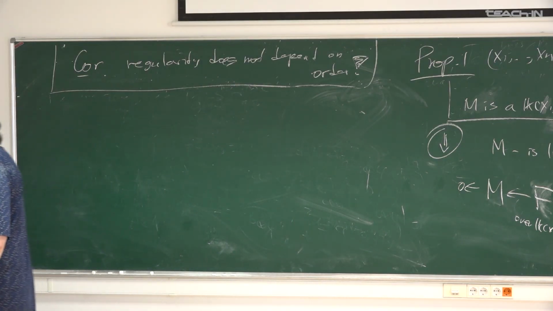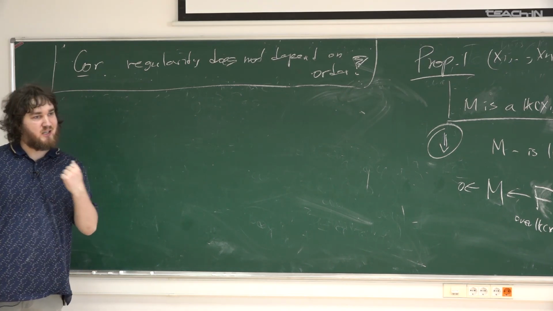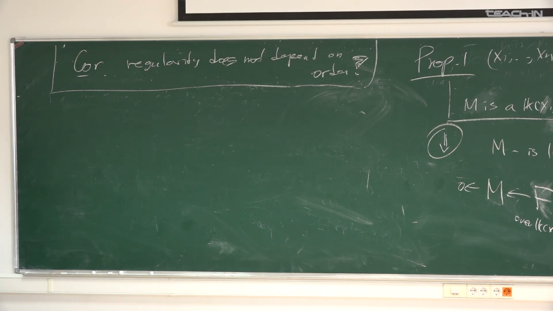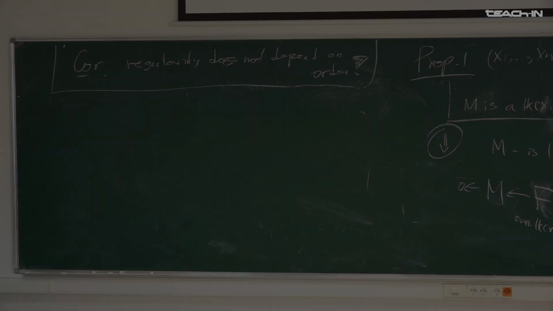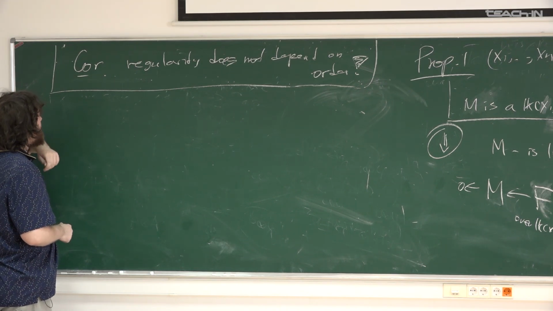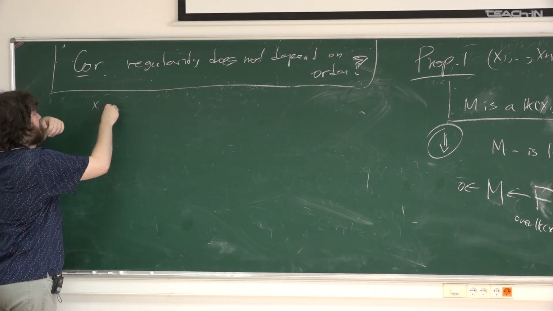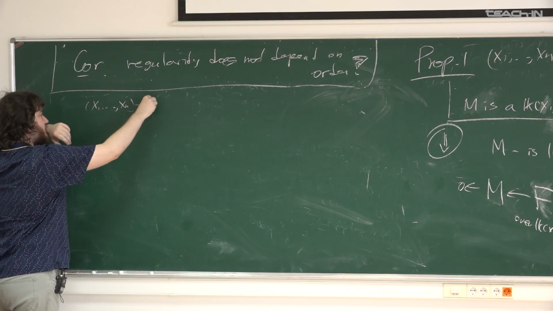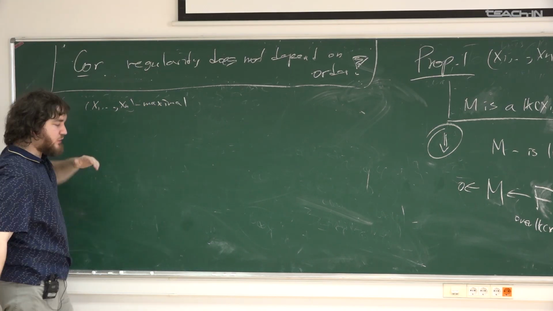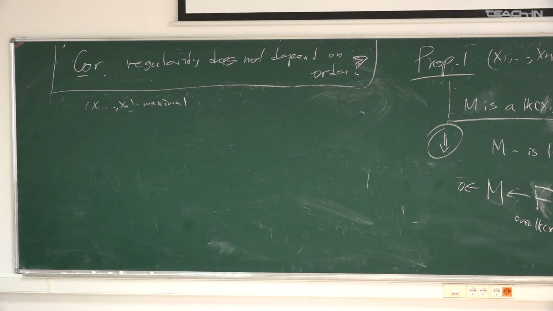Now I want to check something about how many regular elements you can have in your ring. For example, what if I have a regular sequence or regular set that is called maximal if it's maximal with respect to inclusion, if I cannot extend it to a regular sequence with one or more elements?